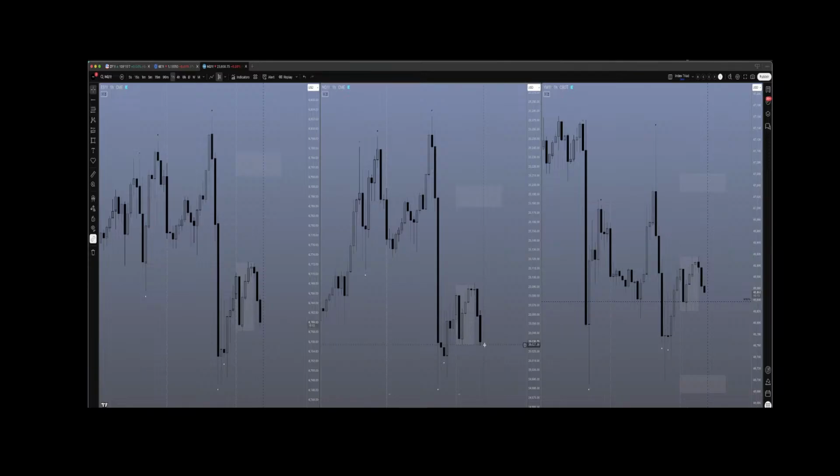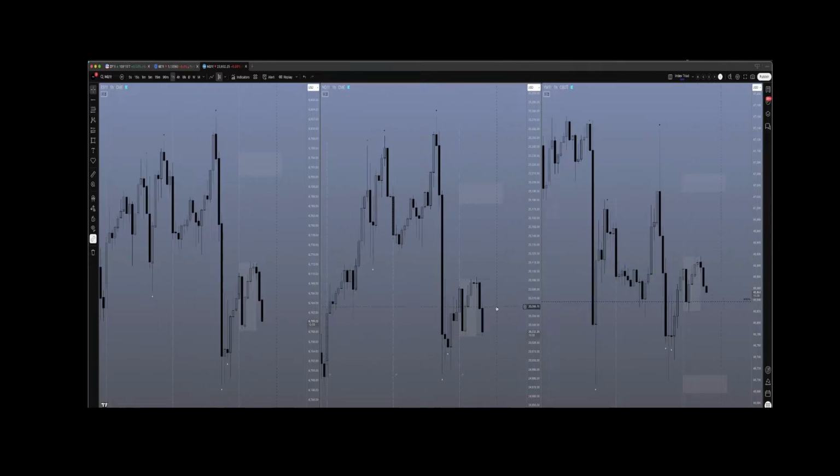Okay, so NQ has taken Asia. Not really much for us to do now then. We've got this previous day's low.